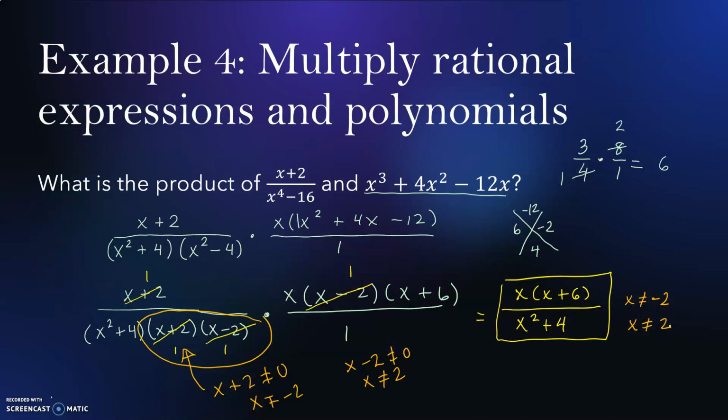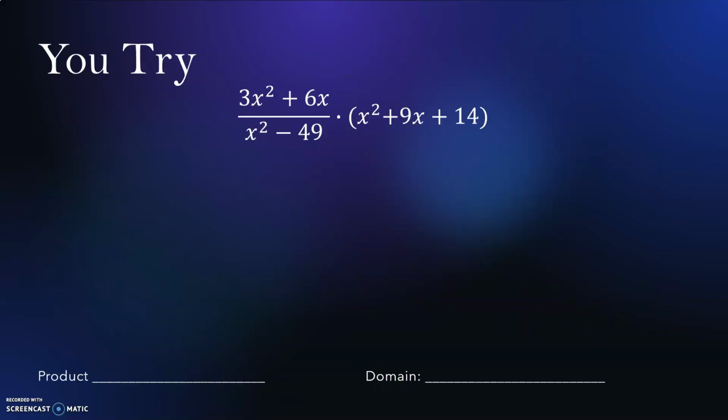I also thought about x squared plus 4, and I want to make sure that that's not 0. It didn't cancel, but it was in the denominator. But I know that that's not 0 because x squared is only negative if there are i's involved, and we're not going to use the i's for this. So this is called a domain restriction. The domain is all real numbers except for x equals 2 and x equals negative 2.